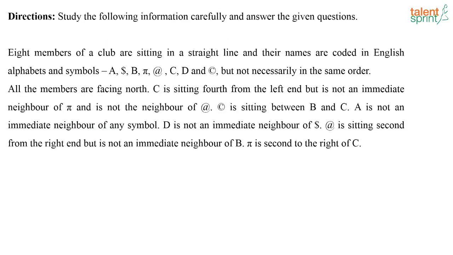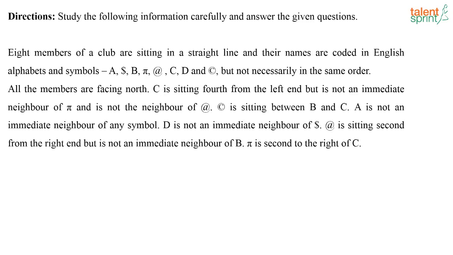Next one. 8 members of a club are sitting in a straight line and their names are coded in English alphabet and symbols as follows. Based on the given information you have to arrange these 8 people along a straight line. And it is given that all of them are facing north. Generally when everybody is facing the same direction, it makes the question easier to solve. So try this and give me the answer.